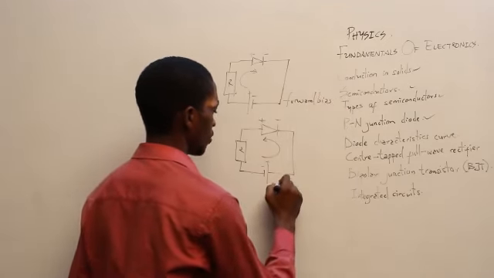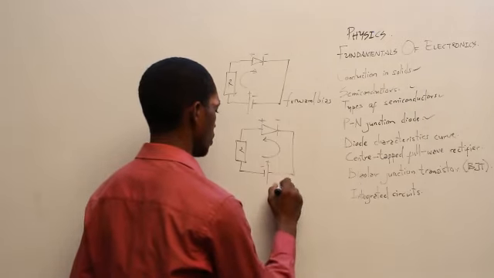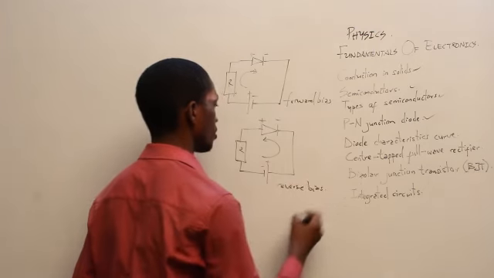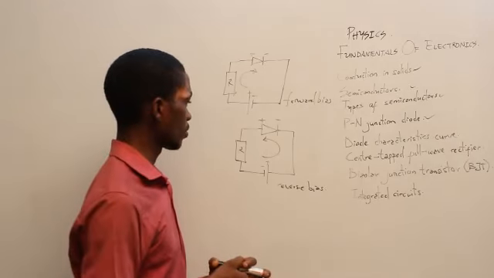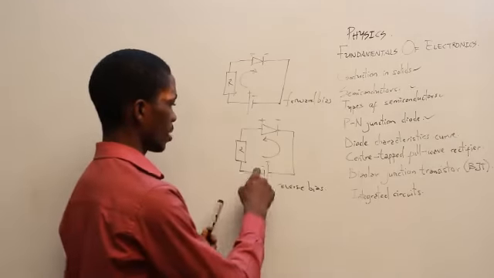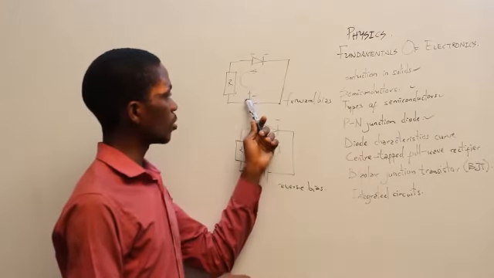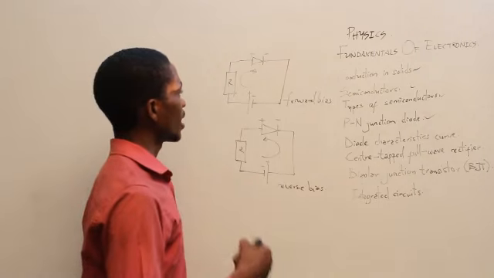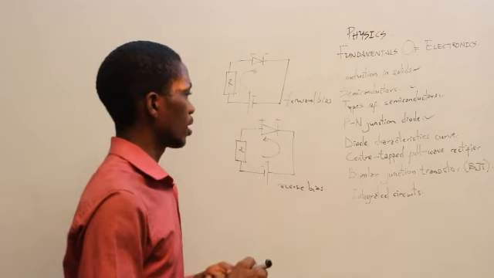And this is for our reverse bias systems. So minus plus, plus minus. So that's how the systems are designed.